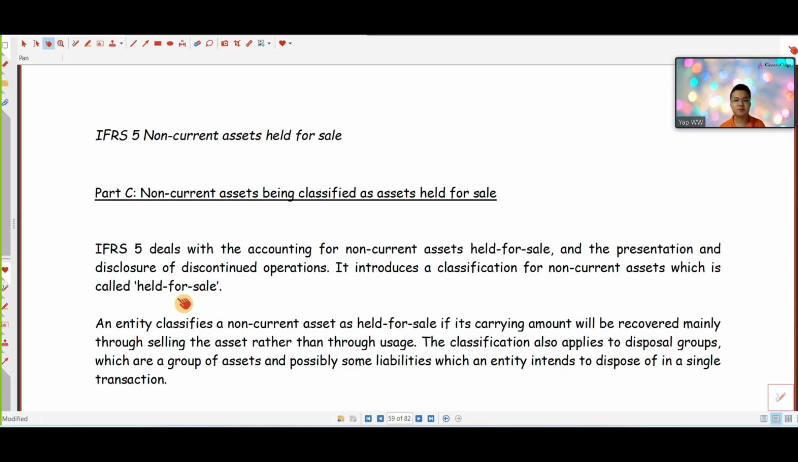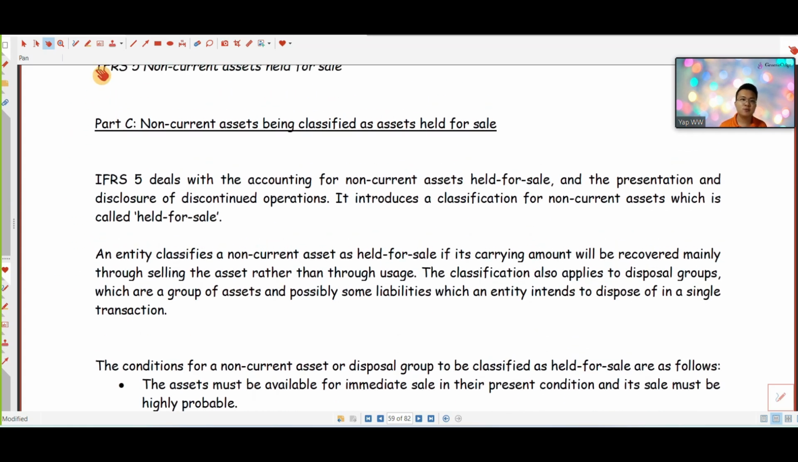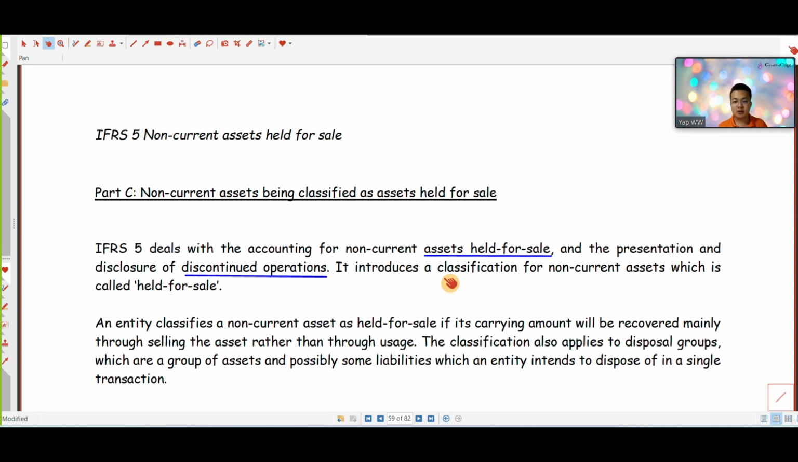Non-current assets held for sale. These particular accounting standards will include assets held for sale and also discontinued operations. Our consideration is at which point we will reclassify the asset as a non-current asset held for sale. Why do we want to put it under asset held for sale? There must be a reason.